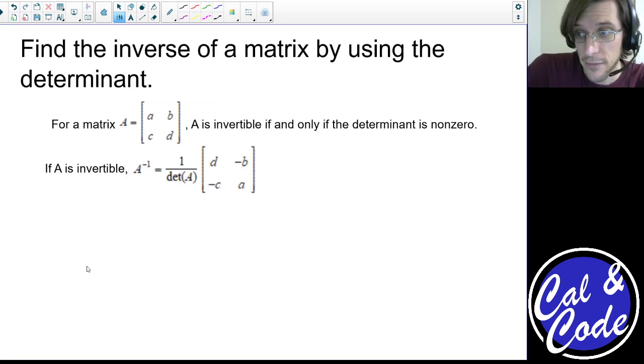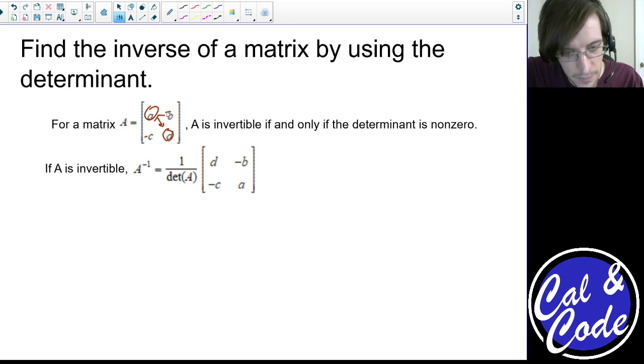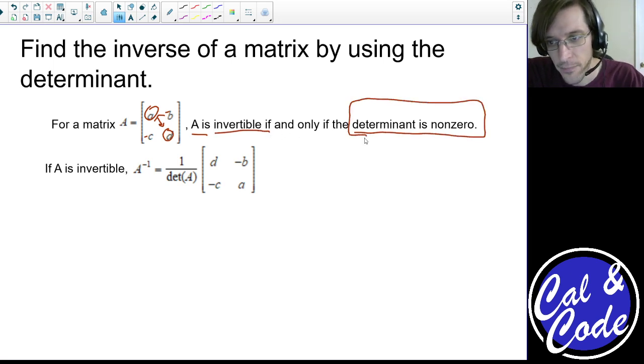What's one application of this? Well, I can use the determinant to help me find the inverse of a matrix a little bit easier than that doubly augmented method. To do that, you do have to memorize a little bit. You have to know that the inverse is what happens when you swap these two and you change the signs of the other ones, and then you multiply by the reciprocal of the determinant. You can only find an inverse of a matrix if the determinant is non-zero.